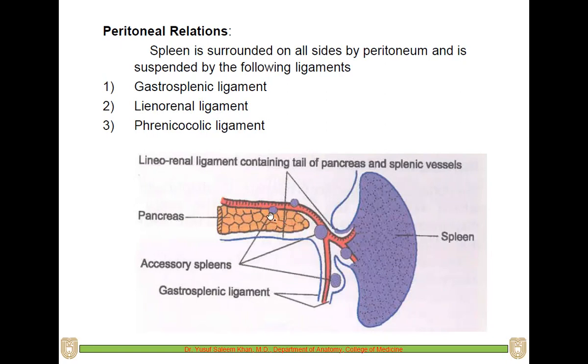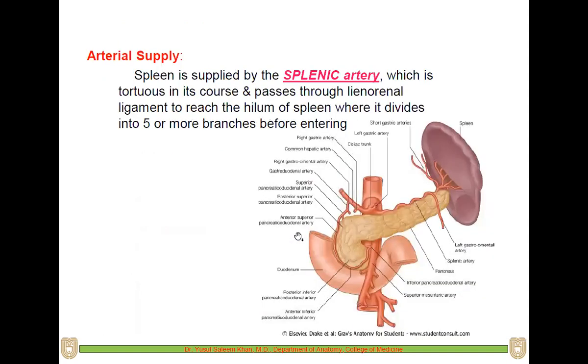So this is a very important relation, because when doing the splenectomy, you will be cutting this lienorenal ligament, which also contains the tail of the pancreas. So you should be very careful when you are cutting the lienorenal ligament, because you can cut the tail of the pancreas. Here again you can see the tail of the pancreas in relation to the hilum of the spleen. Now coming to the blood supply.